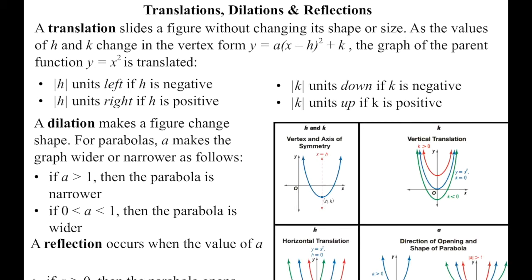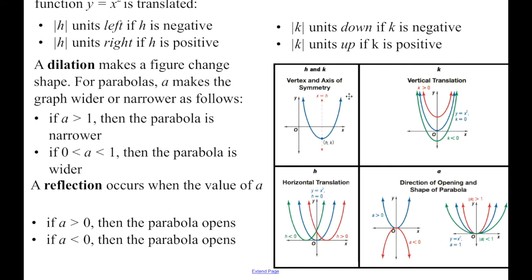And I know on your notes this probably doesn't appear as clearly as it does in the video. So if you want to make any notes on this table, this is a pretty helpful little table here. And I know the colors help. The blue is the parent function on all of these. It's y equals x squared. And then the red and the green graphs are different transformations of the parent function.